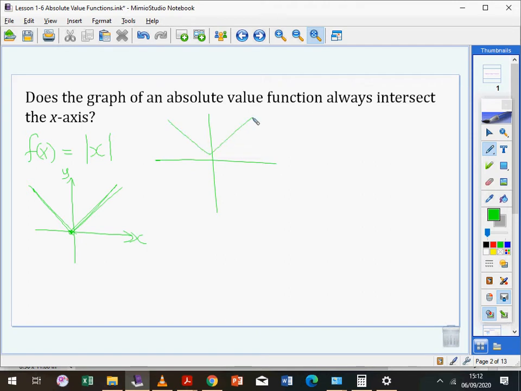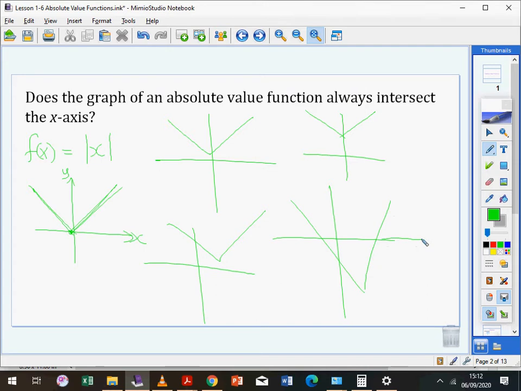It can be drawn with different reflections or transformations happening to this function such that it's drawn in all sorts of ways. It could be drawn like that. But does it always have to cross the x-axis? That is the question today. Are there some cases where it doesn't cross the x-axis? The answer to that is yes.